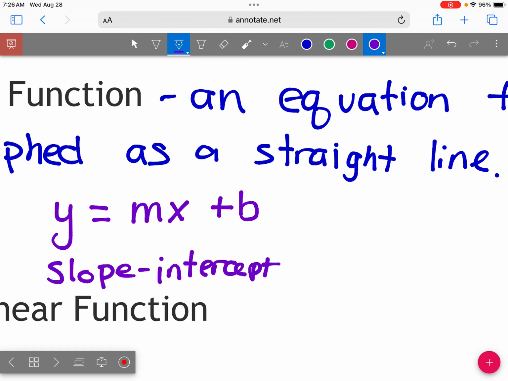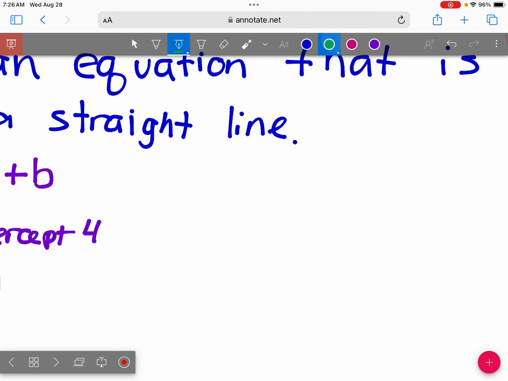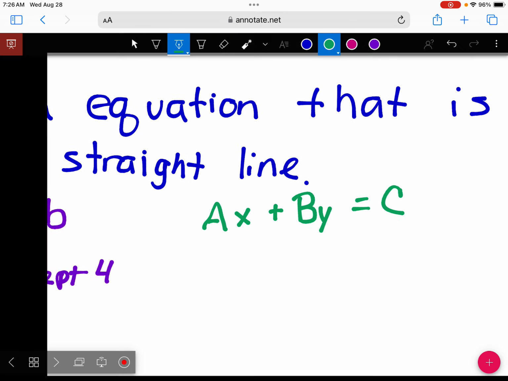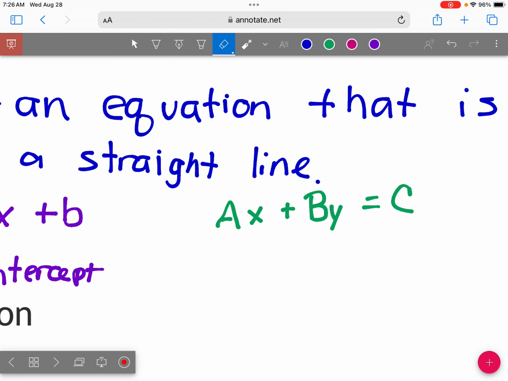We also may get something called standard form, which has our x's and y's on the same side. We usually just say ax plus by equals c, where a, b, and c are all numbers. And this is standard form or general form. You'll see it written as both.